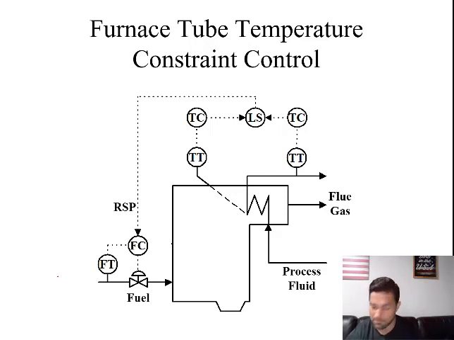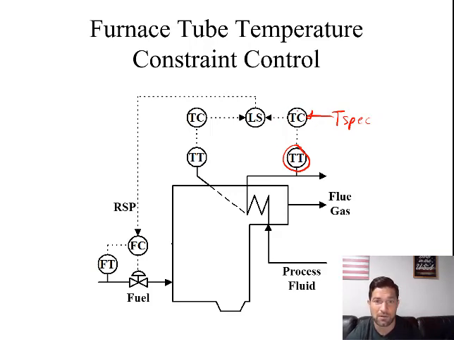Let's think about this system. Let's start by looking at how it's operating. We have a process fluid that's going through a furnace, and the primary control objective is that we're heating the process fluid up, so we want to have it at a certain temperature. So our primary control loop is a temperature controller that has a specified value.